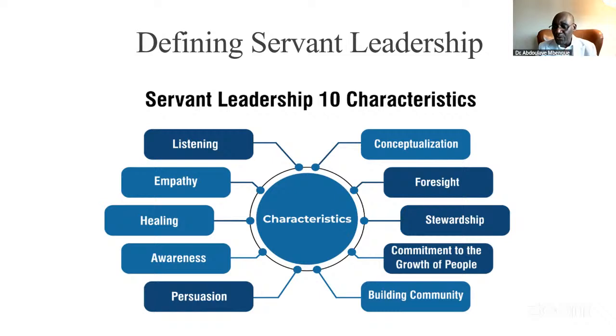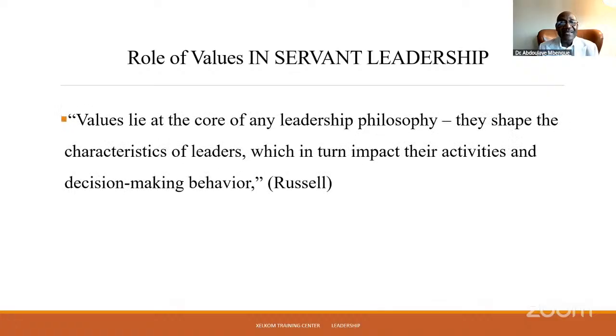But most important, why do they do that? They want you to go to the last part. We want to build the community. It's not about the organization. It's about the community as a whole. And when we talk about community, it could be your house, your neighborhood, your town, your country, your continent, but the entire world. That's what makes servant leadership.